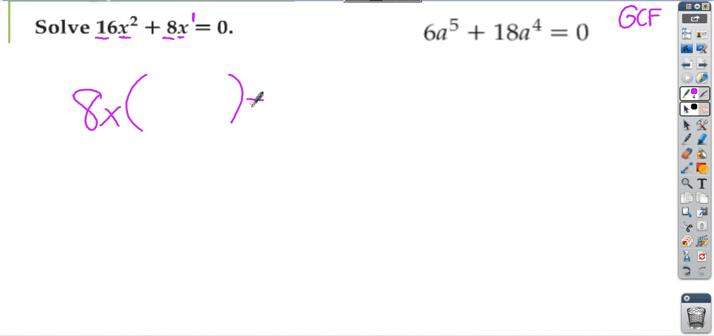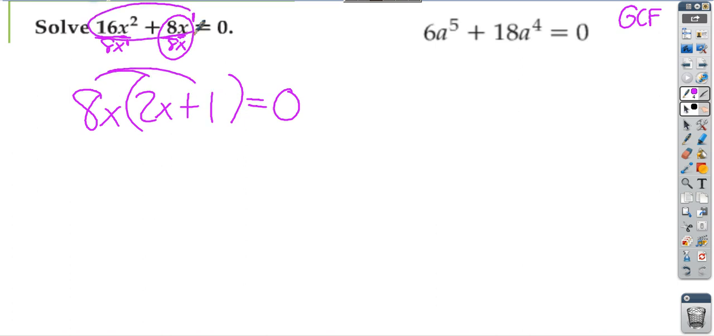And then to factor this, we just pulled out an 8x. Pulling out or factoring out an 8x is like dividing both of those by 8x. So 16 divided by 8 is 2. x squared divided by x to the first is x. And then the second one right here, 8x divided by itself, is 1. And you can check, if you distribute this back, you'll wind up with what you started with. That's a good way to check.